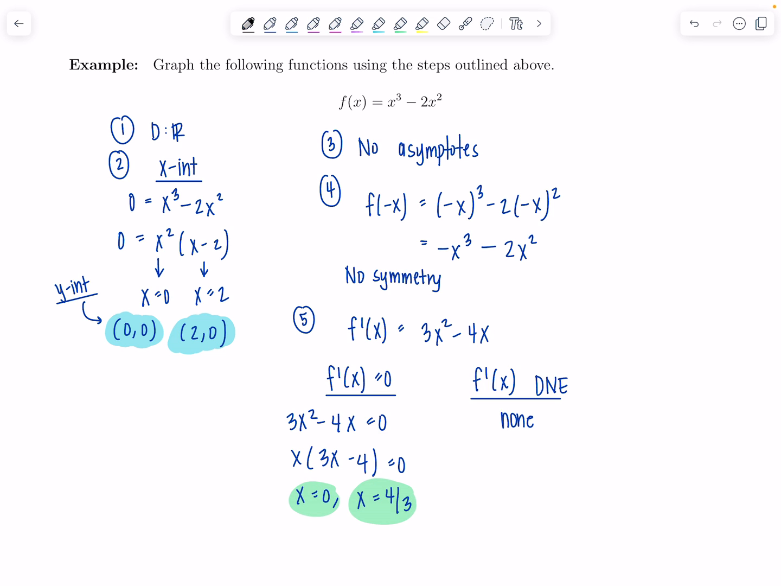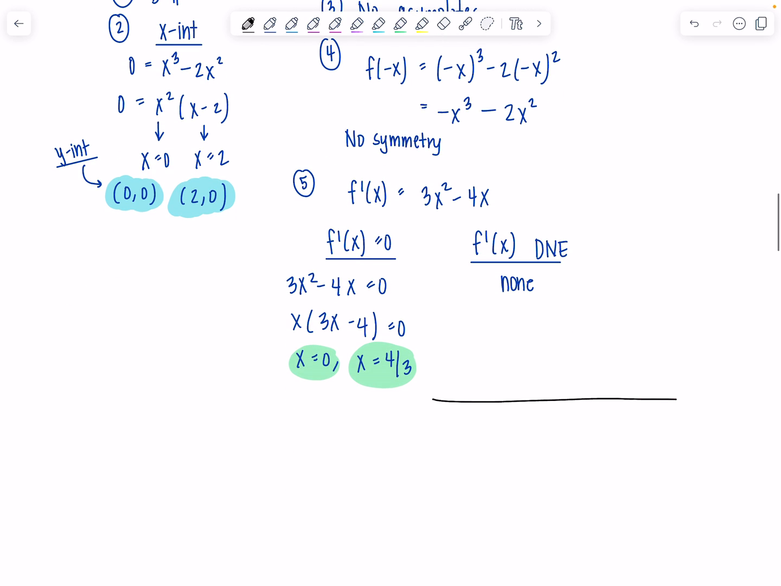We're going to make a number line. Label it f prime. This is for the first derivative to determine where the function is increasing and decreasing. So here's 0 and here's 4/3. Okay, so if I substitute in something smaller than 0 into the derivative, say -1, then it'll come out to be positive. So that means the function's increasing there.